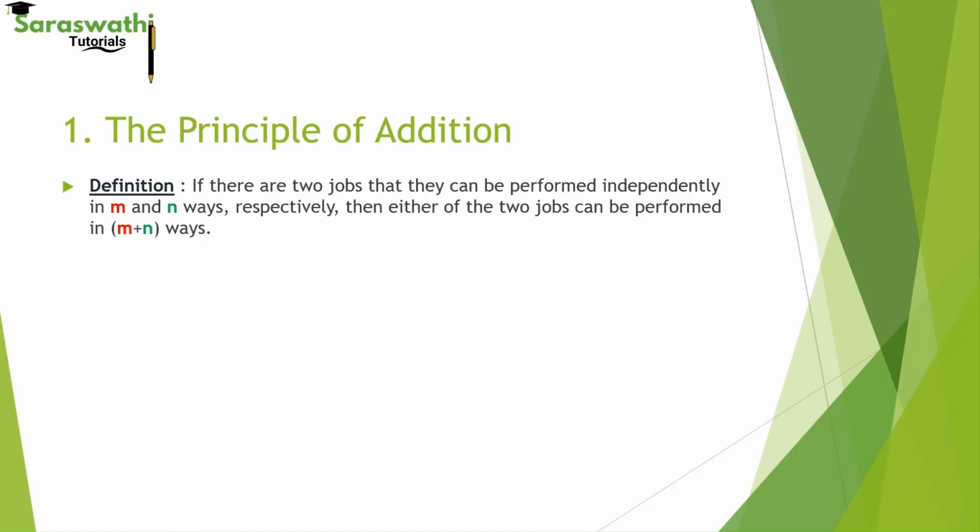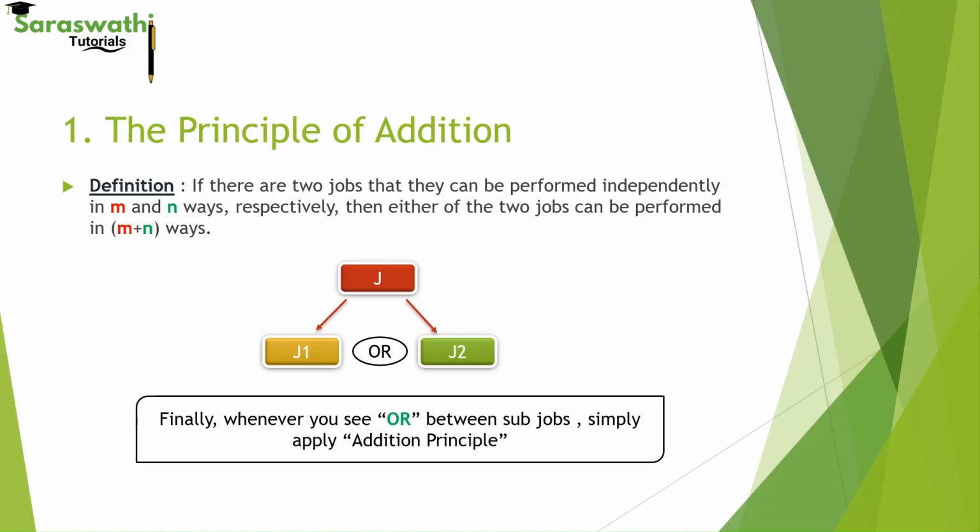The diagram illustrates the concept of the principle of addition in terms of jobs, which can be broken down into smaller subjobs. J is the primary job that needs to be performed. J1 and J2 represent subjobs that the primary job can be divided into. The diagram shows that the primary job J can be completed by performing either J1 or J2, represented by the OR. Finally, when you see OR between two subjobs, it means you have a choice between the two, and therefore, you apply the principle of addition by summing the ways to perform each subjob.